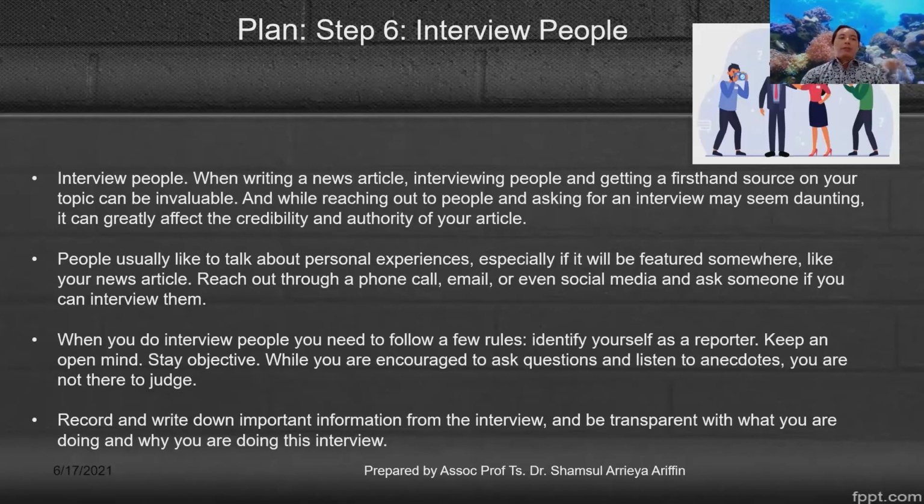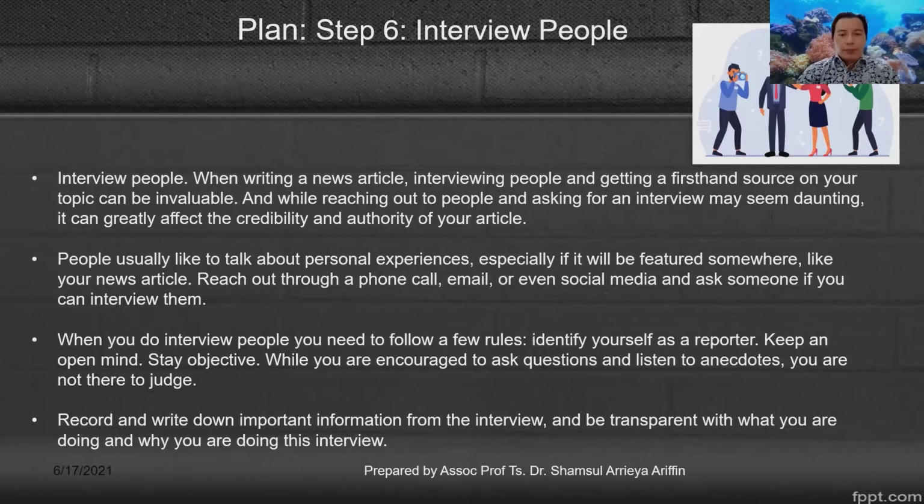People usually like to talk about personal experiences, especially if it will be featured somewhere like your news article. Reach out through phone call, email, or even social media and ask someone if you can interview them. You can call someone that you want to interview. You can email them, or contact them if they are in your LinkedIn. If they respond and want to be interviewed, you can set an appointment and go to interview this person, or you can interview via online, because now we can interview using platforms like Zoom and Google Meet and so forth.